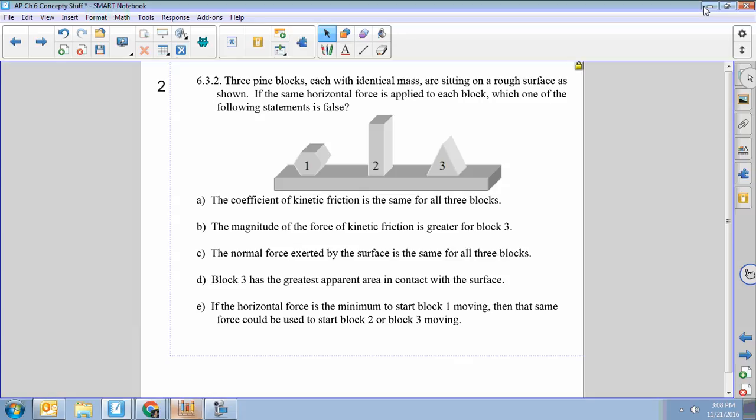Curiouser and curiouser. Okay. Right, so for A, you're trying to find the coefficient of static friction, right? Okay, so tell me about your drawing here. What's going on? Okay, I just drew in the force of gravity. Yeah, good. And then I didn't know, so I drew the force of tension. Tension force, I gotcha.